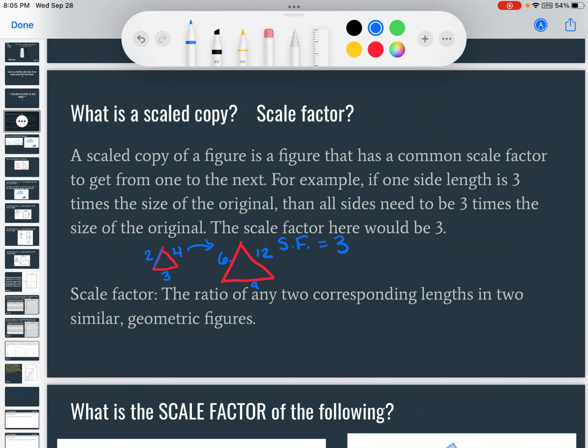So the scale factor is just the ratio of any two corresponding side lengths in two similar geometric figures. Similar is going to be a new word here. We'll talk about that a little bit later this unit, but know that if we have a scale factor, that means that those shapes are similar.